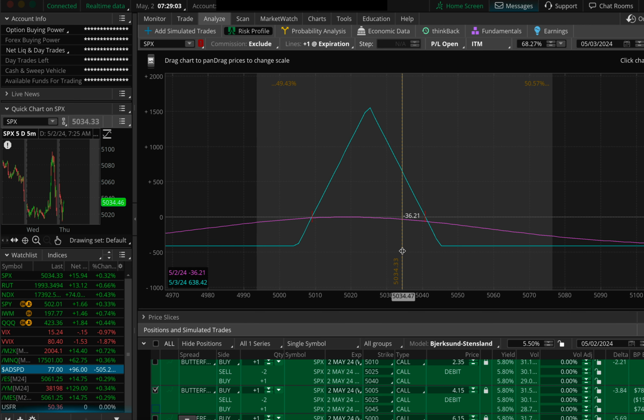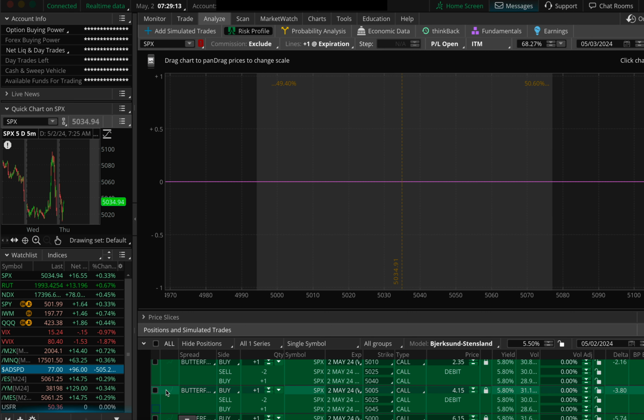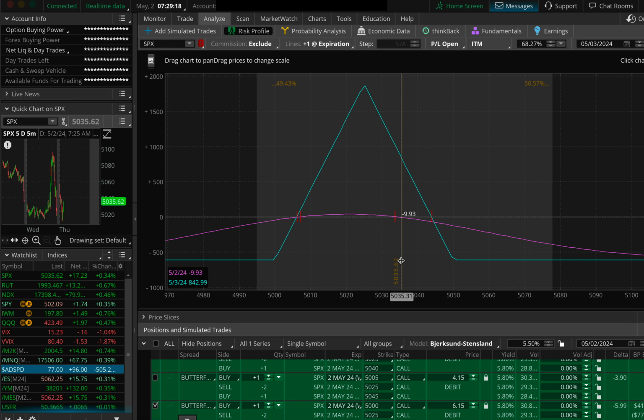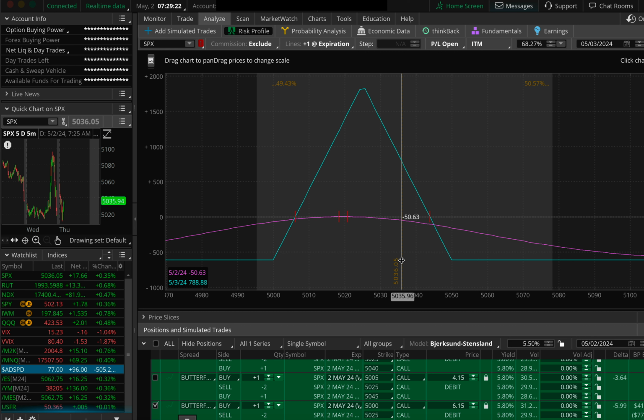Okay, here is the 20-point wide butterfly. This one's underwater right now by, let's say, break even to down 25-ish. It's bouncing around, but that one's slightly negative. And then our third one here, this is our 25-point wide. This is underwater too. Let's say minus 20 to minus 60, maybe minus 60.